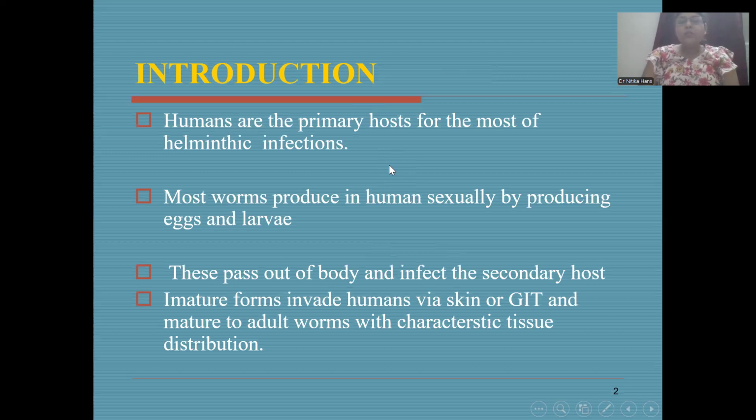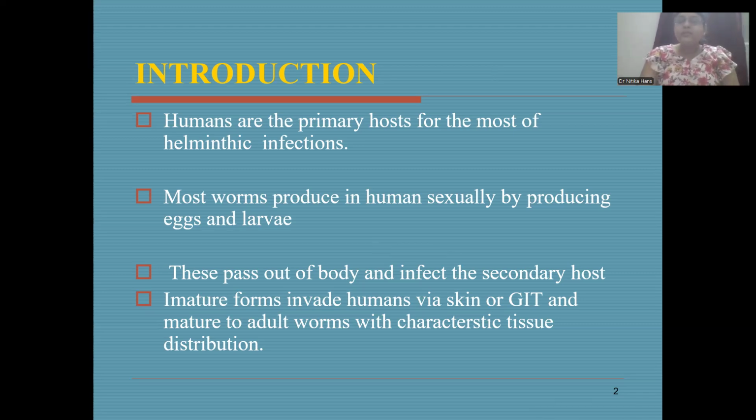So first of all, humans are the primary host for most of the helminthic infections. Most worms reproduce sexually in humans by producing eggs and larvae. These pass out of the body and infect the secondary host. Means they reproduce sexually in the body of humans and form eggs and larvae, and then these eggs and larvae infect the secondary host.